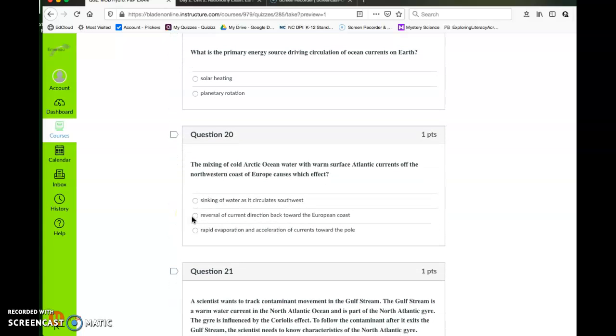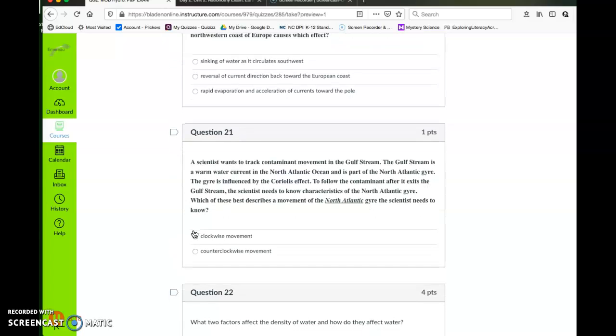Question 20. The mixing of cold Arctic Ocean water with warm surface Atlantic currents off the northwest coast of Europe causes which effect? Sinking of water as it circulates southwest, reversal of current direction back towards the European coast, or rapid evaporation and acceleration of currents towards the poles.